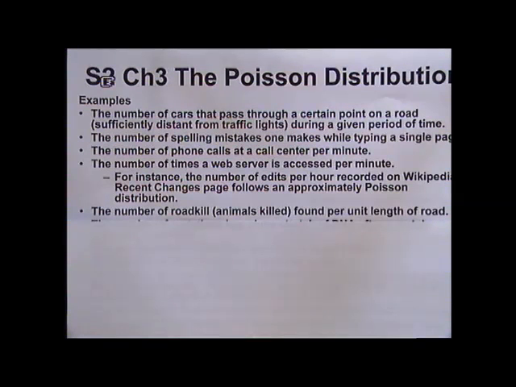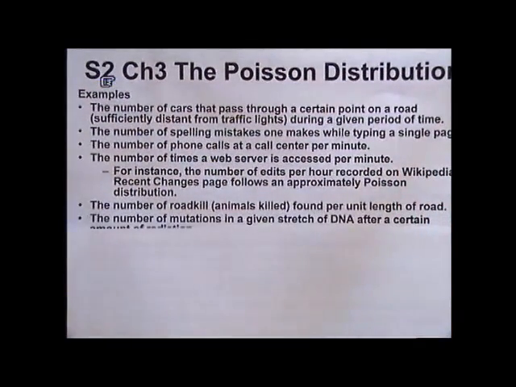Here's a favourite one of some people. The number of roadkill found per length of road has been found to be distributed in Poisson. 3 dead badgers per kilometre on a Somerset road or something like that, for example. Okay, it's a nice cheerful one.